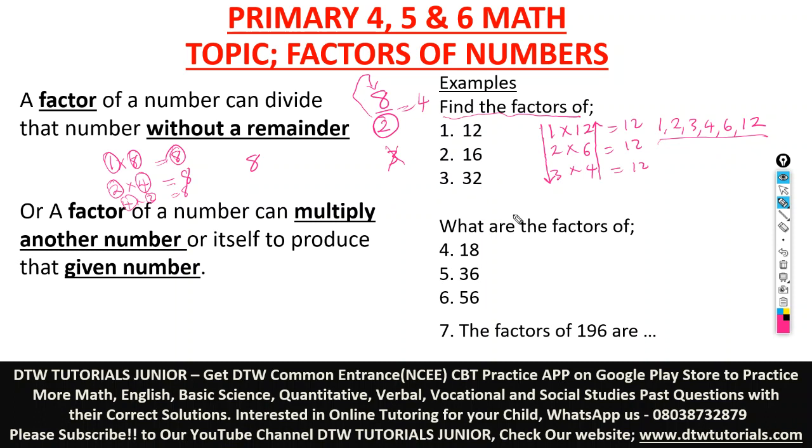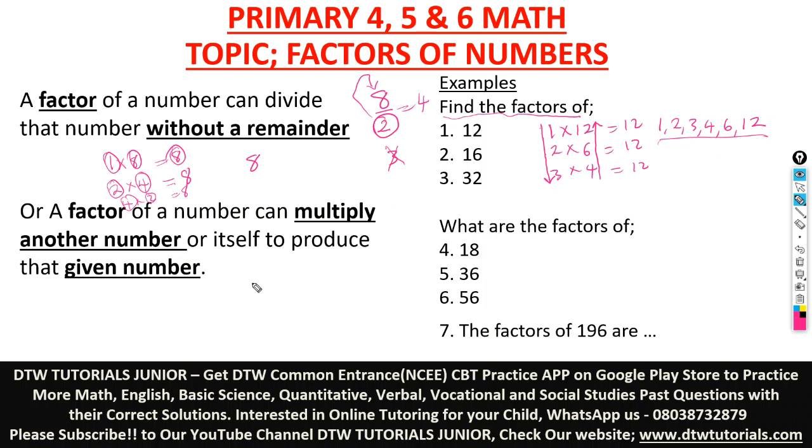Now, let's look at 16. Let me come down here to do 16, okay? You notice that for 12, all these numbers, when you divide 12 by 1, it doesn't give you a remainder. It is without a remainder. So a factor of a number can divide that number without a remainder. So all these factors, when you divide 12 by them, it will not give you a remainder.